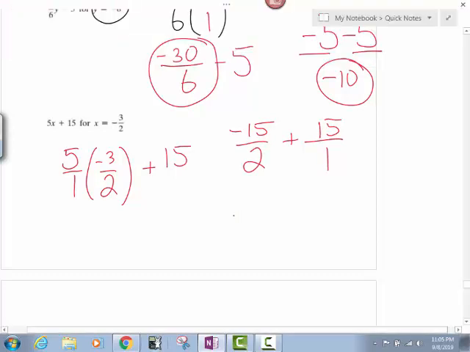I now need to find a common denominator. Well, between 2 and 1, it's going to be 2. I'm not changing this 2 here, so I'm not going to change that 15 there. We're multiplying this number here by 2, so we're going to multiply this number here by 2. That gives us a 30. Okay.